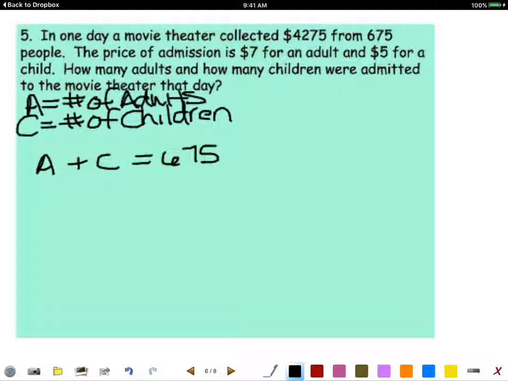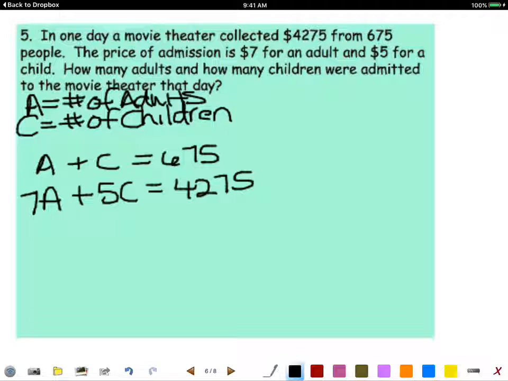How much is each adult? $7. Okay, Michael, you want to give me this one? 7A plus 5C equals 4,275. Yes, sir. Very good. Okay, you see how that works? The top equation deals with the number of people that went. The bottom equation deals with how much it costs for them to go.